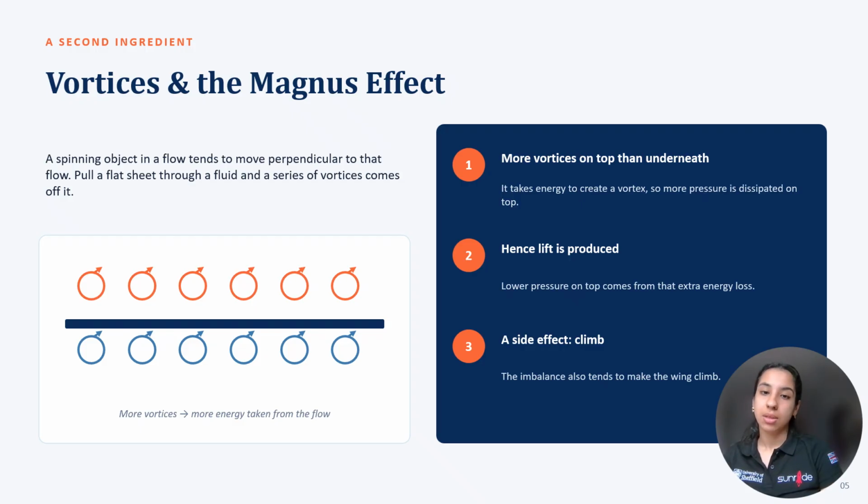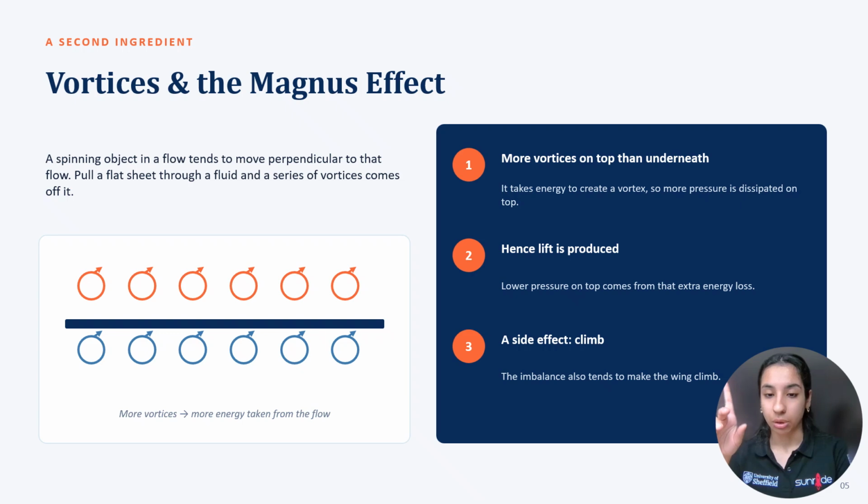What happens is that it takes energy to create the vortex, okay? Every vortex, you have to have so much energy on the top of the wing to make it. When you use all of that energy on top of the wing to make these vortices, there is no more energy for the pressure to exist, so all that pressure is dissipated on the top, which causes lower pressure on the top of the wing than the lower, okay? So it all links up. So that's why you got lift produced.